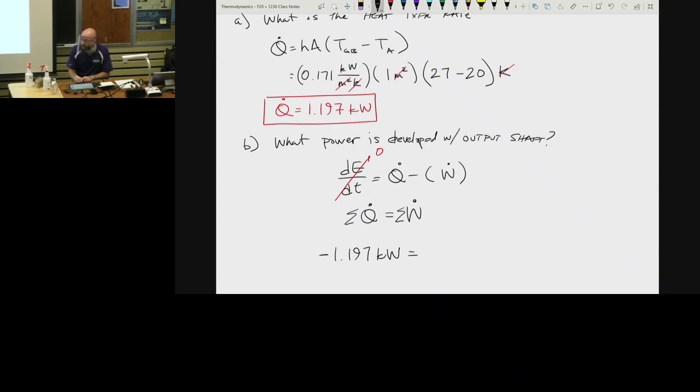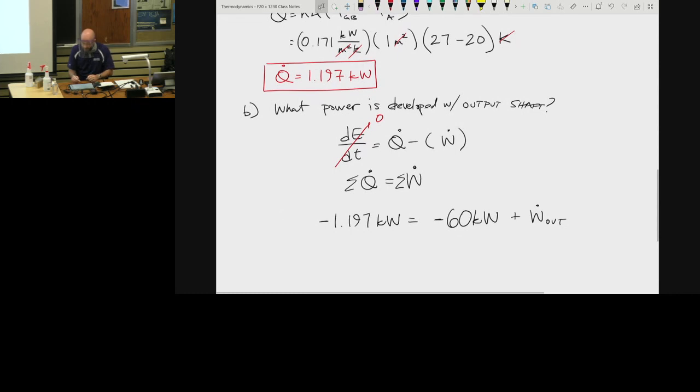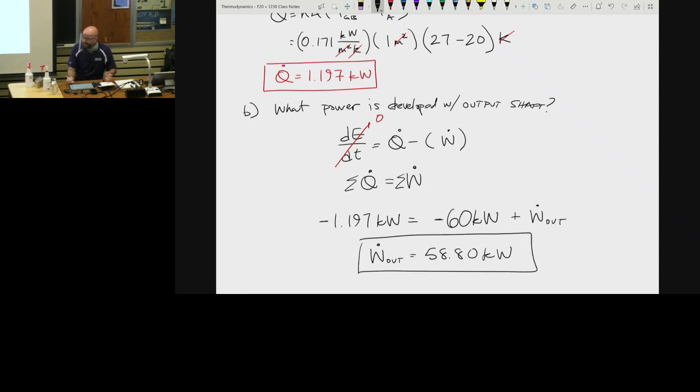Okay? Now the work. Well, we know there's two works here. There is a shaft coming in rotating, and that's causing a shaft going out. So I know that the shaft coming in is 60 kilowatts. It's negative because that work is coming in. What work is coming out is what I'm trying to find. If I calculate this, which is a pretty easy calculation, 60 minus 1.197, we get that the work out is equal to 58.80 kilowatts. Okay? The math is easy.